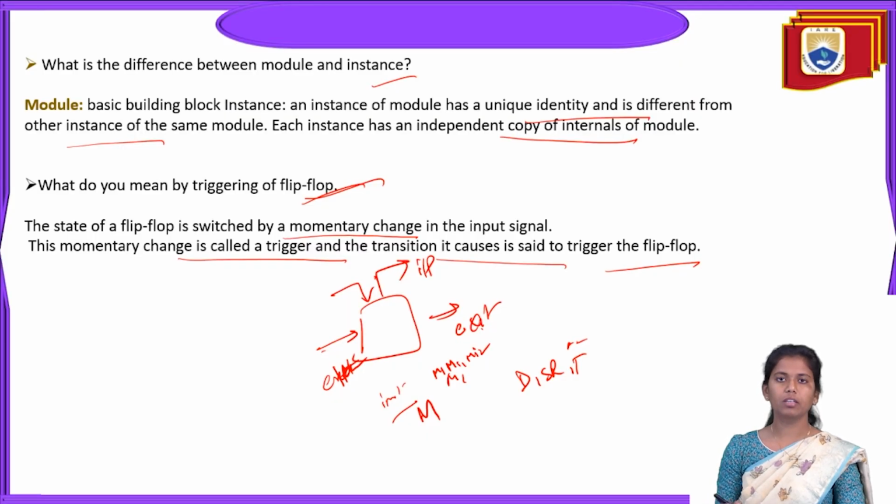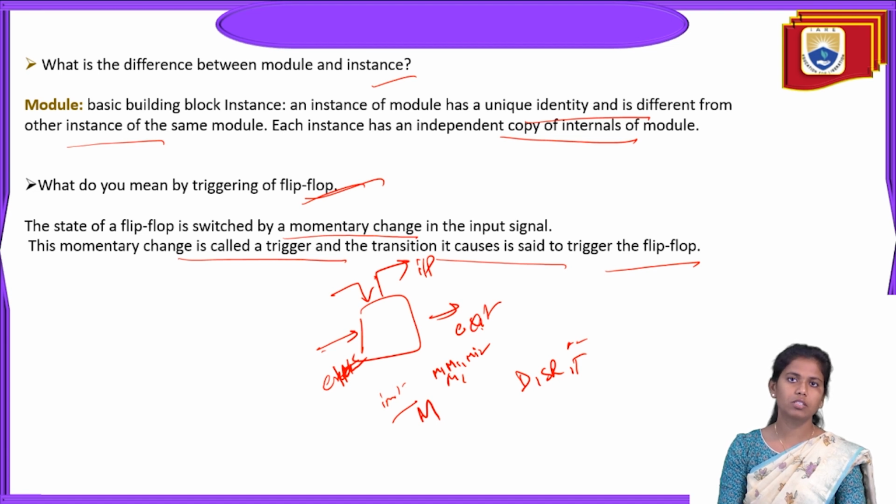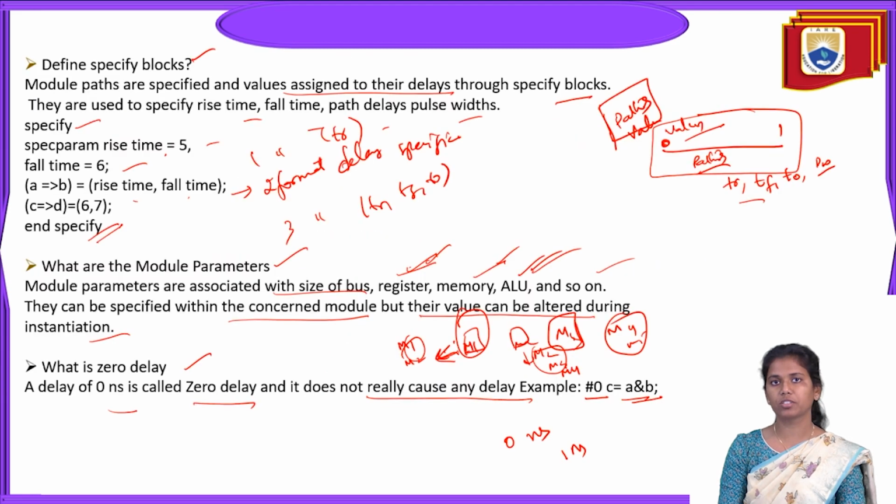So this is about the definitions and terminologies that we come across in switch level modeling, which is module 4, switch level modeling, one of the basic abstractions in Verilog and VHDL.